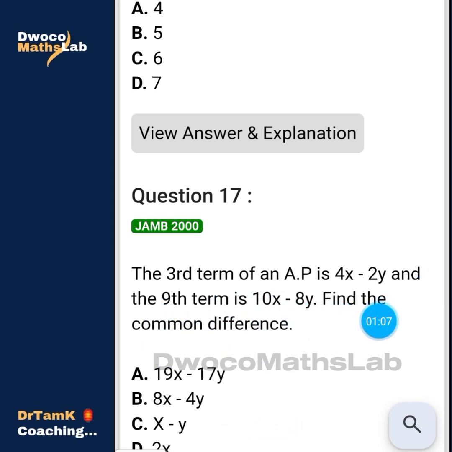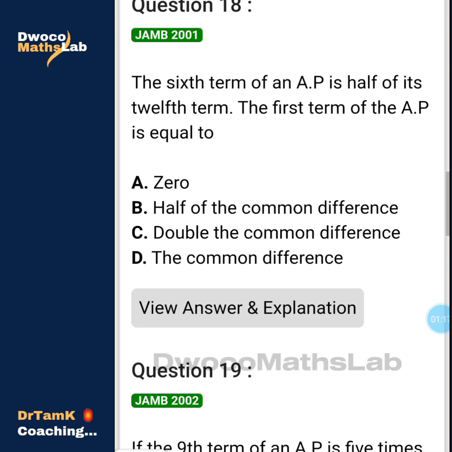I think this is simple actually, right? So try and see if you can do this. Okay. Just try your best. Let's see what you can get out of it. All right, the sixth term of an AP is half of its 12th term. The first term of the AP is equal to dash. The sixth term of an AP is half of its 12th term. The first term of an AP is equal to dash. So do this as your assignment, and I'm going to take it off, right?